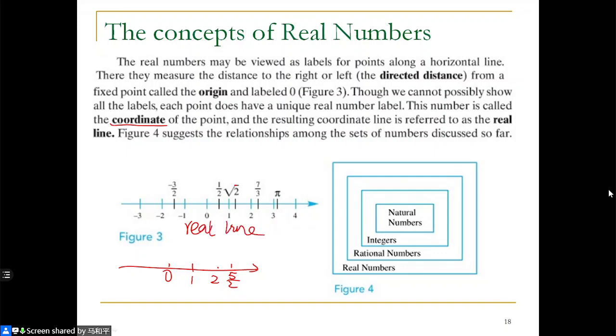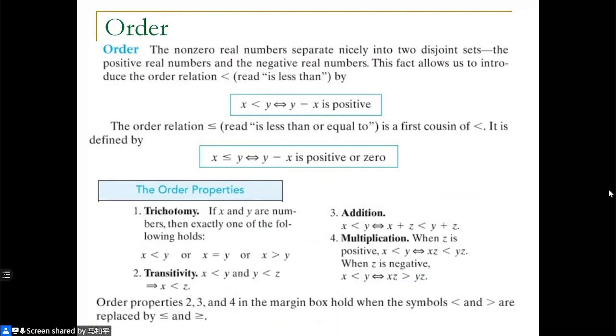And the figure suggests the relationship among the sets of numbers discussed so far. We learned the natural numbers, and then the integers, and then rational numbers, and then real numbers. And then we learned the order. The non-zero real numbers separate nicely into two distinct sets: the positive real numbers and the negative real numbers.